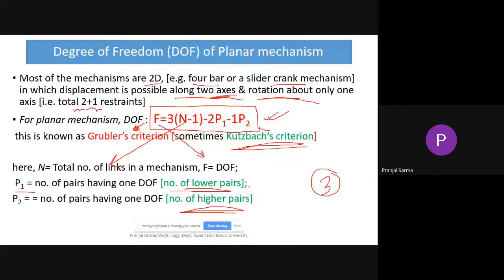Next we'll be interested in finding out, and it is very important, the degree of freedom of the mechanism. So mostly it will be a planar mechanism. When it is a planar mechanism, which equation are we going to use?